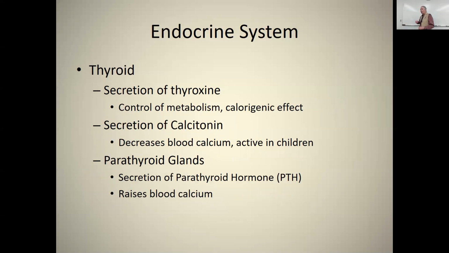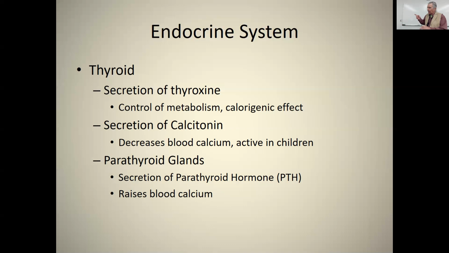Thyroid gland. All right, right in your throat. It's butterfly shaped inside your throat. Secretion of thyroxine or thyroid hormone. And this controls metabolism. It's called calorigenic effect because it really speeds up your metabolism. A good example is if you go out on a really cold day, you'll be stimulating thyroxine to speed up your metabolism and create heat and keep your body warm. So you burn calories to do that. That's why it's called calorigenic.